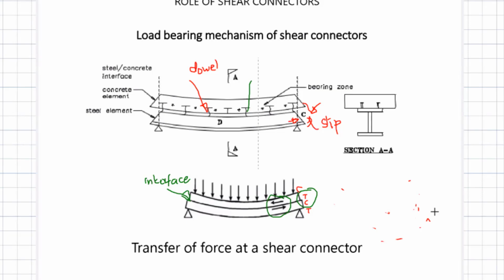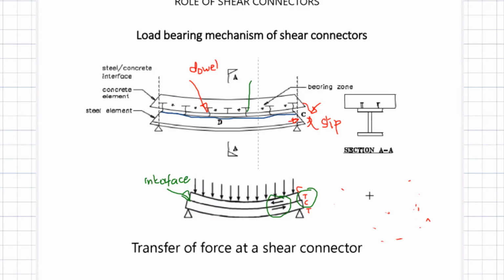So what we are seeing is that the slip between the concrete and steel depends on the shear rigidity that we are going to have on this interface. So that's the fundamental point I want the participants to take.